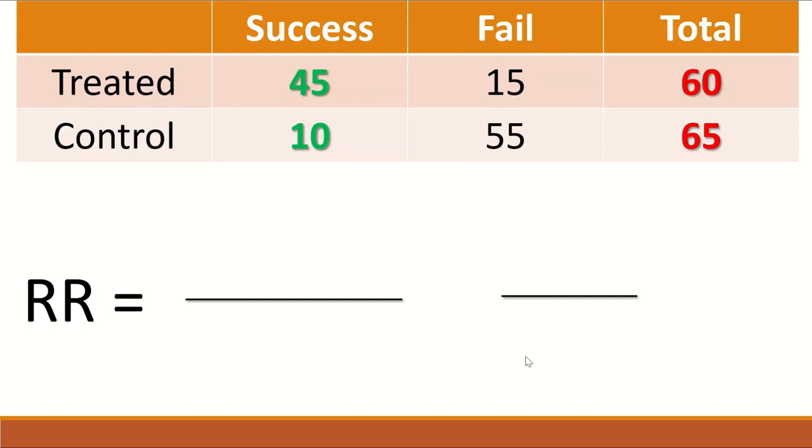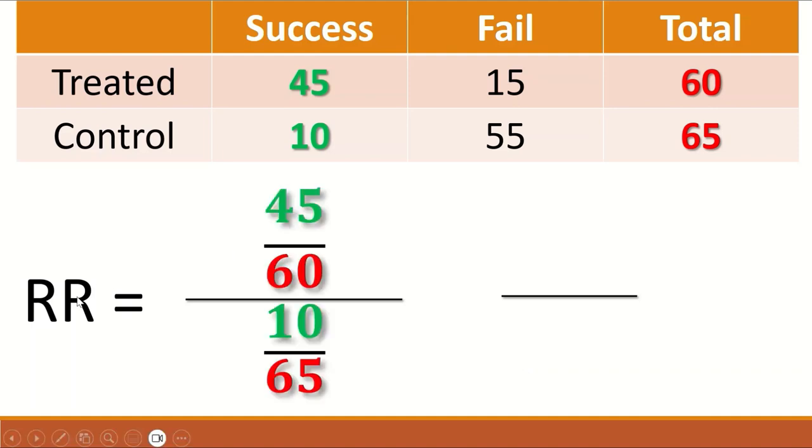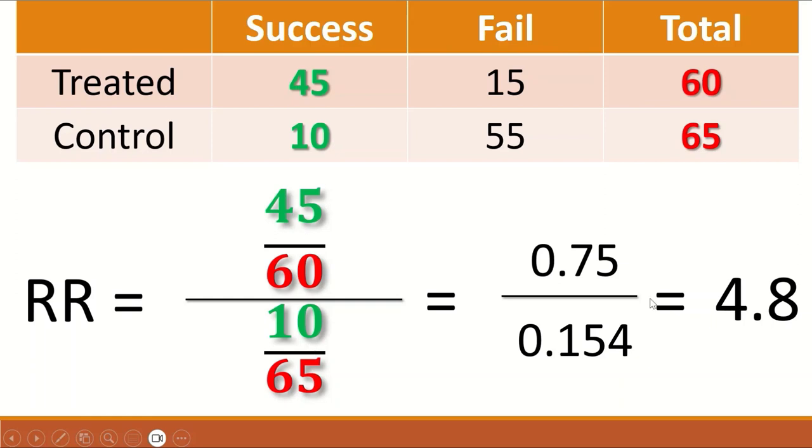To calculate the risk ratio, the risk ratio is equal to the risk of the exposed to the risk of the unexposed, the risk of treated to the risk of control. So the event in the treated is 45, which is the number of cases, divided by the total population at risk, which is 60 for the treated. And for the control, the number of cases is 10 divided by the population size at risk, which is 65. Once we divide this all together, it shows a ratio of 4.8. So there is a risk ratio of 4.8.